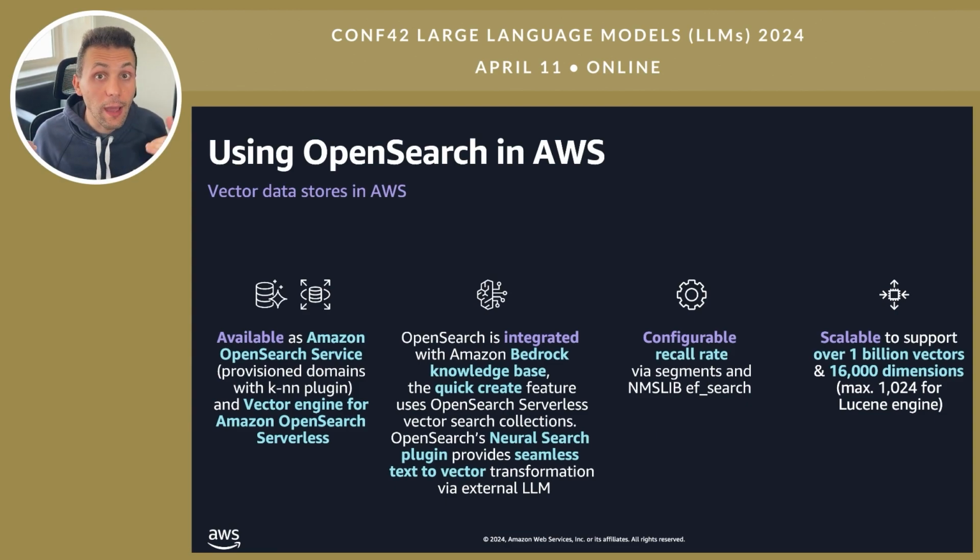And it can scale to over 1 billion vectors with very high performance, with the same dimensionality as Aurora. You can also have configurable recall rates via different segments and ef_search. And similar to Amazon Aurora, OpenSearch is one of the main vector databases on AWS and integrates very well with a knowledge base on Bedrock. But also OpenSearch has a plugin called Neural Search that can provide a very seamless integration between your text ingestion and the vector embedding creation. It can talk to Bedrock, it can talk to OpenAI, it can talk with Cohere. By using this Neural Search, it can automatically do all the retrieval, generation, and embeddings for you.